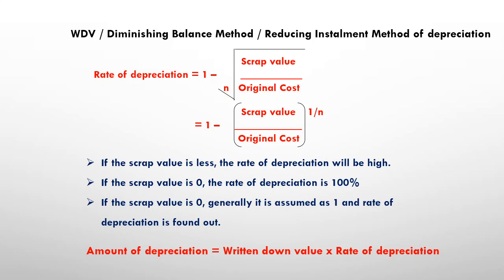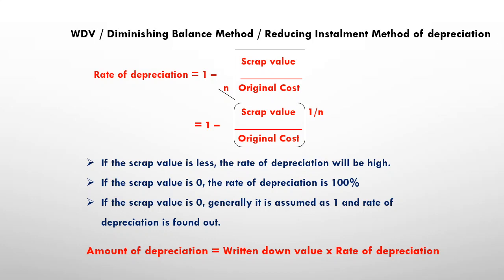Rate of depreciation is equal to 1 minus nth root of scrap value divided by original cost. That is 1 minus scrap value divided by original cost to the power 1 by n. If the scrap value is less, the rate of depreciation will be high. If the scrap value is 0, the rate of depreciation is 100%. If the scrap value is 0, generally it is assumed as 1 and the rate of depreciation is found out.